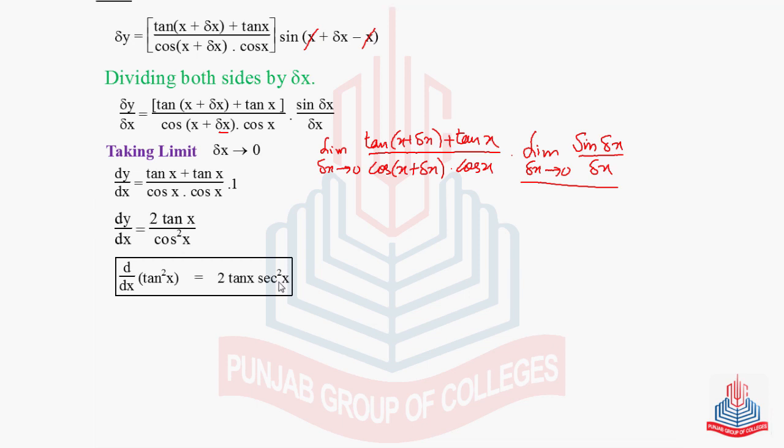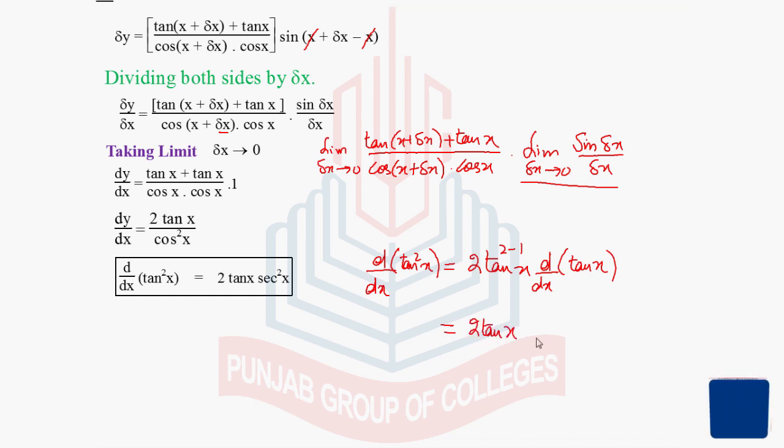And by verifying the result of the differentiation of tan square x, by using first our power formula, 2 tangent to the power 2 minus 1, and then the derivative will apply on the trigonometric function, which is tangent x. So this is 2 tangent x, and the derivative of tangent x, as we proved in our basic formula, will become secant square x. So this is actually the verified result: the derivative of tan square x will become 2 tangent x into secant square x.